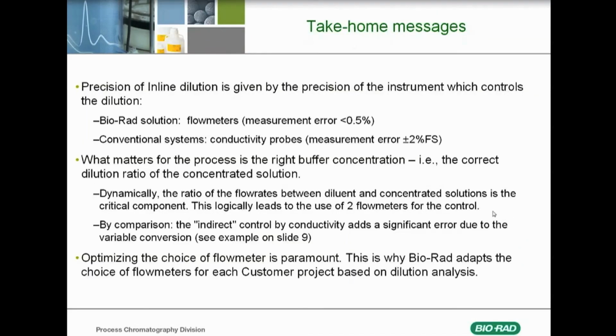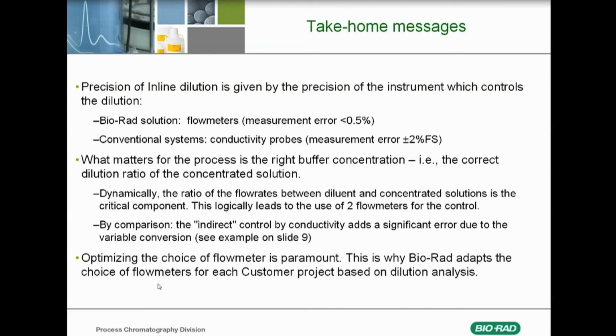So if we now conclude all of this presentation with the take-home messages, the first take-home message is that if we work with volumetric, so if the buffers are defined with concentration, it is much better to have inline dilution control with flowmeters because they have much more precision and because they are directly measuring what is expected, so the volumetric. With the conventional approach, with the conductivity probes, we have more error, at least 2% full scale, so at least 4 times, if not 10 times, because measurement error with flowmeters can be much lower than that. And so what matters is to work in volumetric and not to work with indirect measurements such as conductivity.